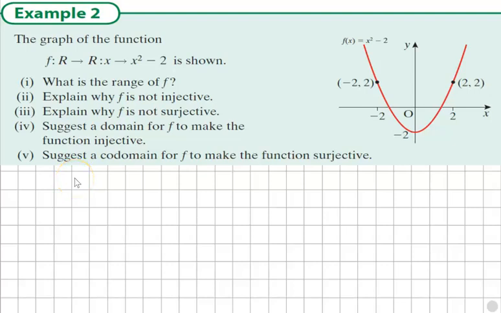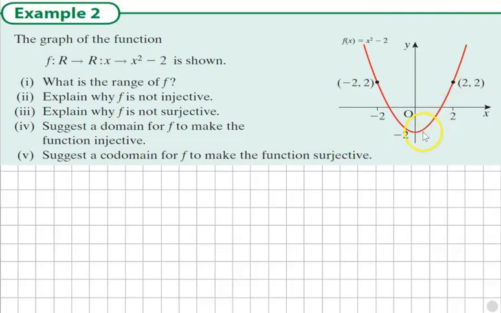Types of functions, part 2. The graph of the function f from R to R, x maps to x squared minus 2, is shown. So we see we have a U-shaped graph. The points (-2, 2) and (2, 2) can be found on the graph.